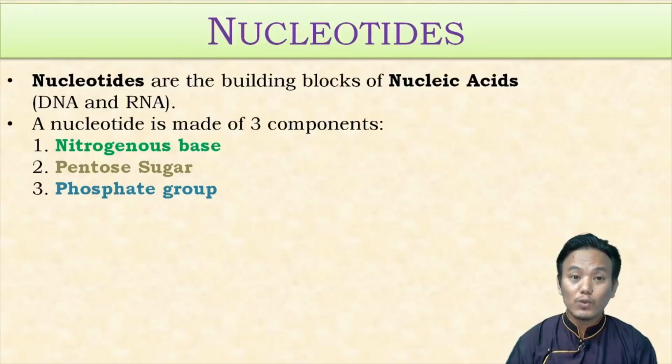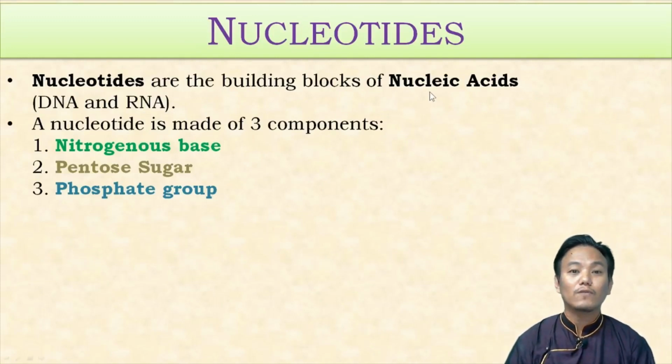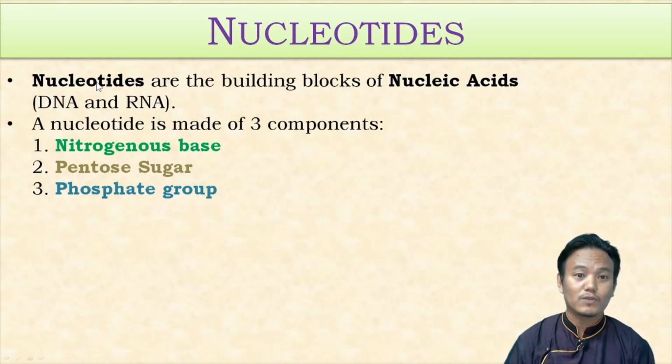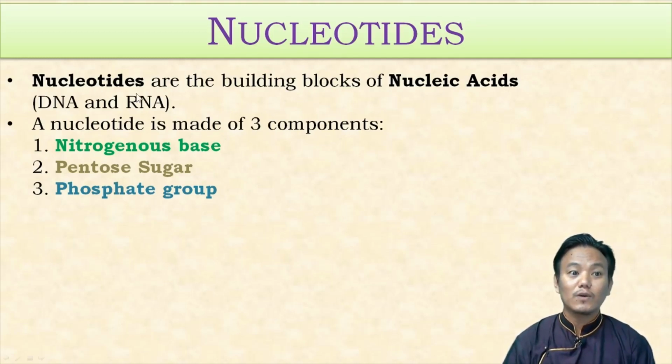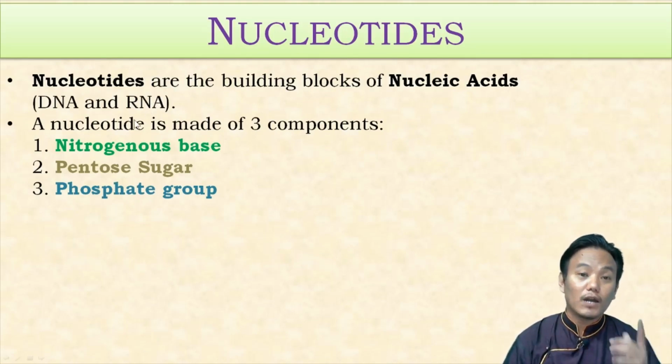So what are nucleotides? Nucleotides, like I said before, are the building blocks of nucleic acids. Nucleic acids like DNA and RNA are made up of nucleotides. But what are nucleotides made up of? A typical nucleotide is made up of three components.